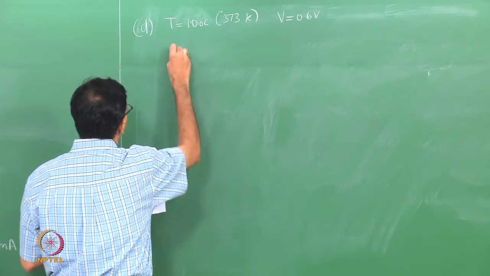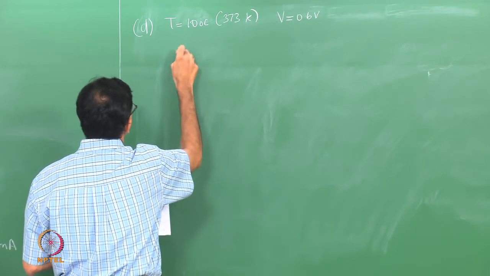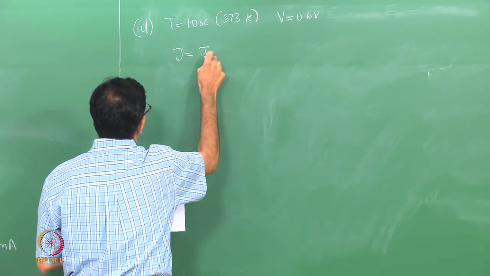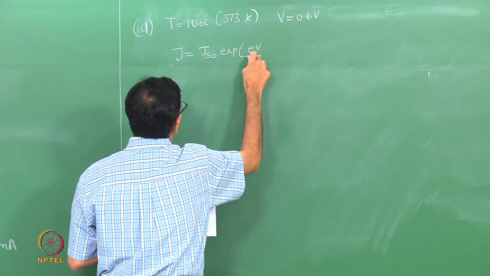we can see that the current, or if you write this down, J, is J_S0 exponential eV over kT.